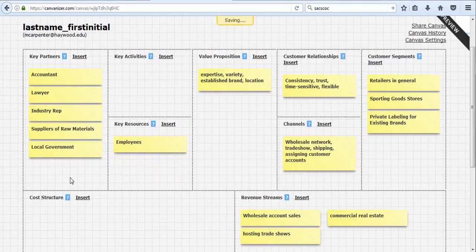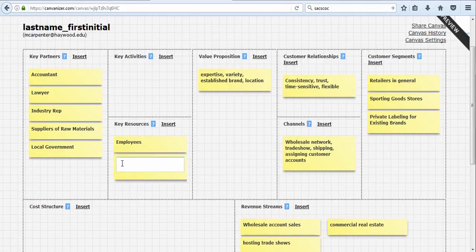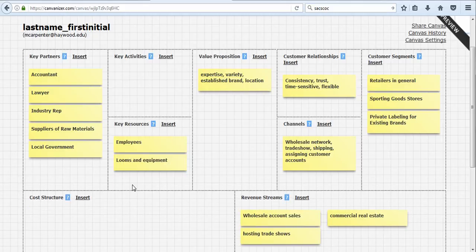Let's move that one over. I think that's better suited there. One reason I love the Canvas, you can move stuff around if in your brainstorm you realize it might go somewhere else. Employees are not a partner. They are a resource of the company. Let's say all of our looms and equipment can't make socks if you don't have the machinery to make it.